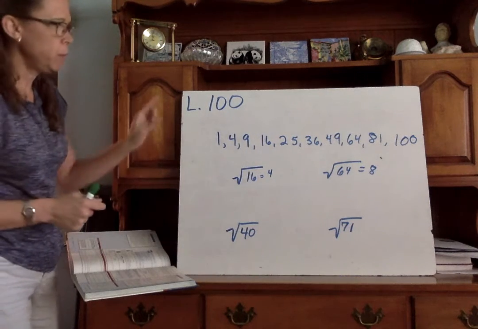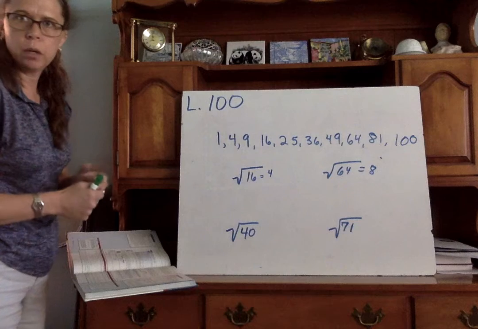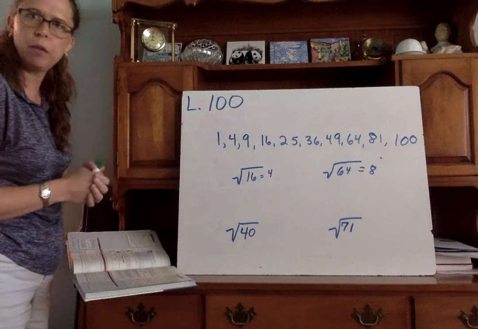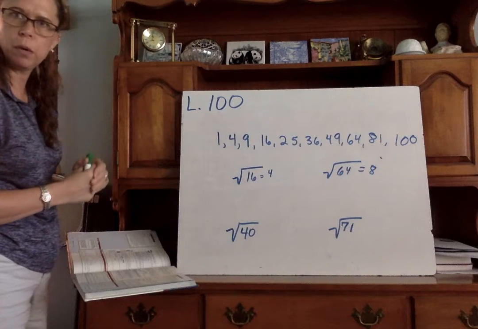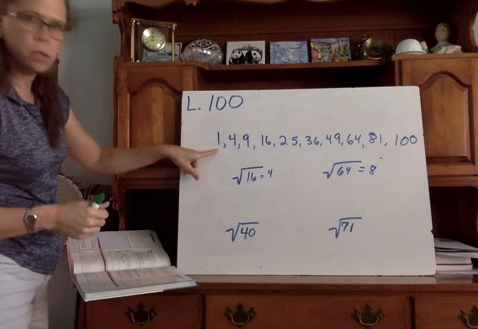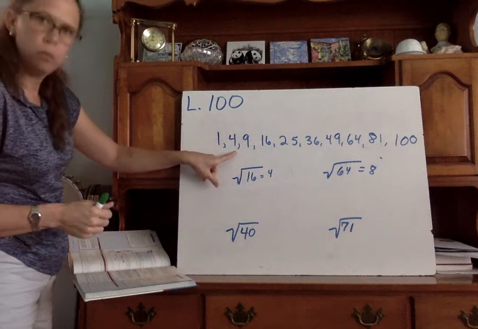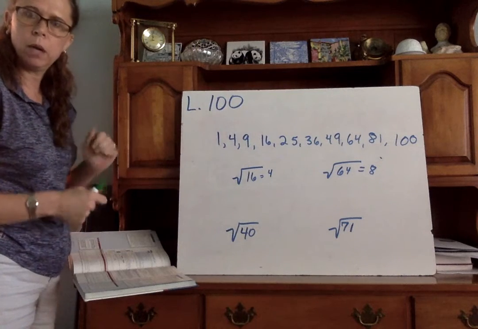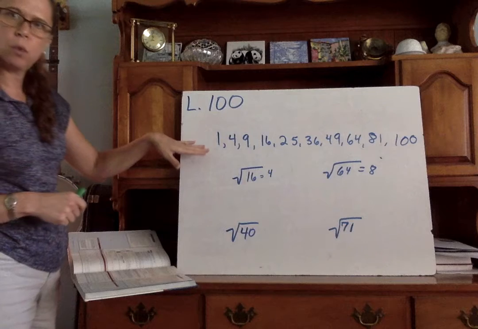Okay, now we've been working with perfect squares for a long time. I've listed the first 10 perfect squares up here on the board. 1 is 1 times 1, 4 is 2 times 2, 9 is 3 times 3, and on and on. So these are our list of perfect squares.